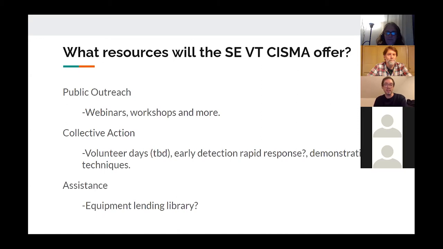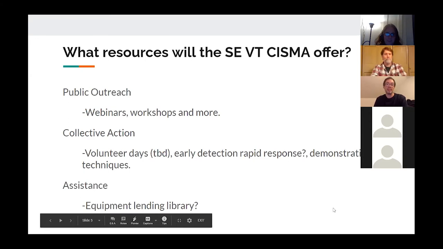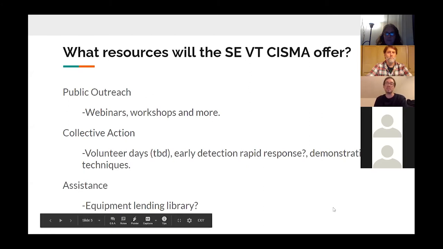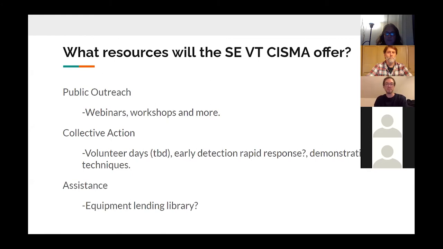As far as collective action, we would love to get volunteer days going, and maybe work on some early detection and rapid response projects. We'll also be featuring lots of demonstration techniques at demonstration sites that you all can come passively look at. You know, it won't be a formal thing. We'll give you an address and you can come and check it out and see maybe a demonstration technique on knotweed or something similar.